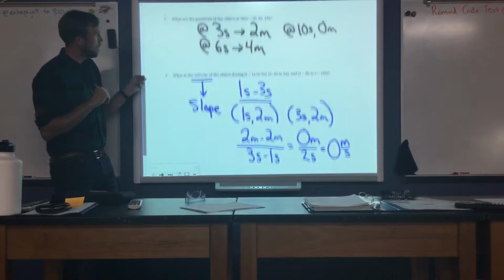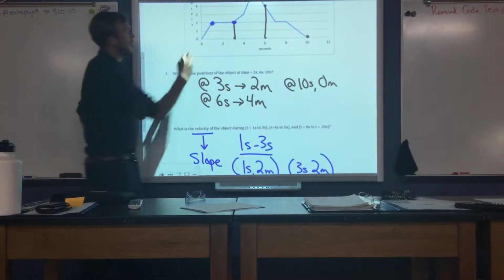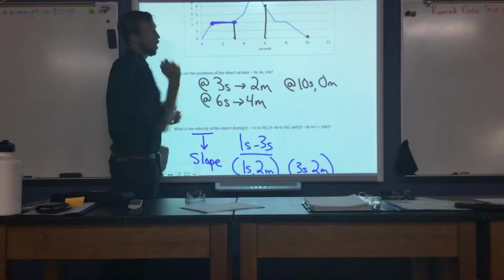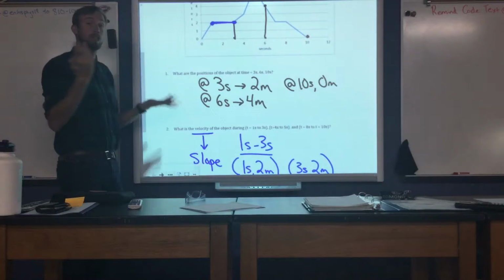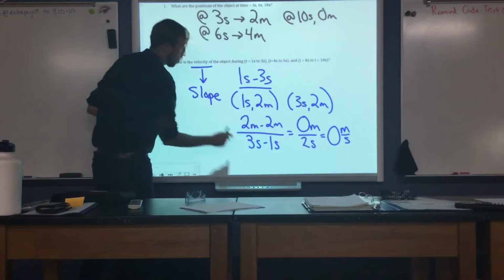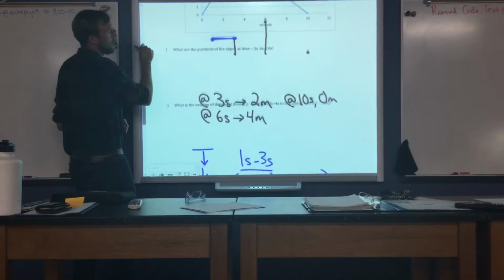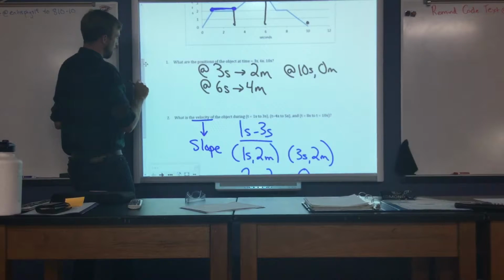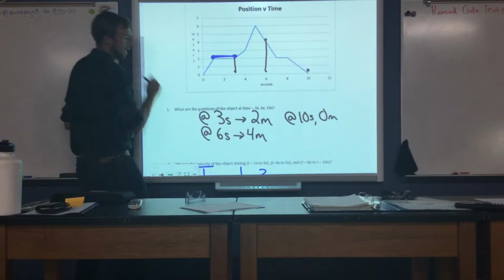And we can also tell that just by looking at our graph. We have a flat line here, which means our position doesn't change, which by definition means we have no velocity. So next we'll look at a time of 4 seconds to 5 seconds.